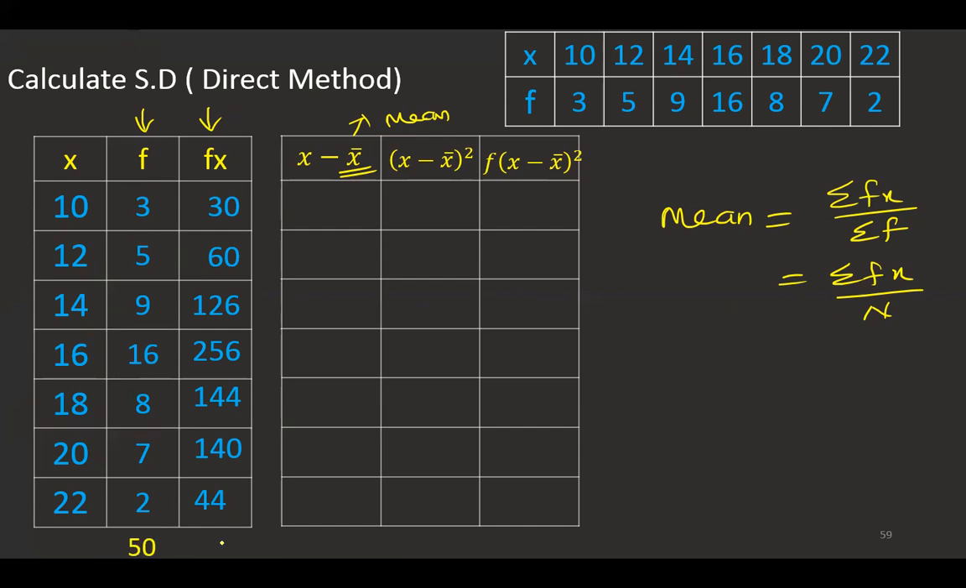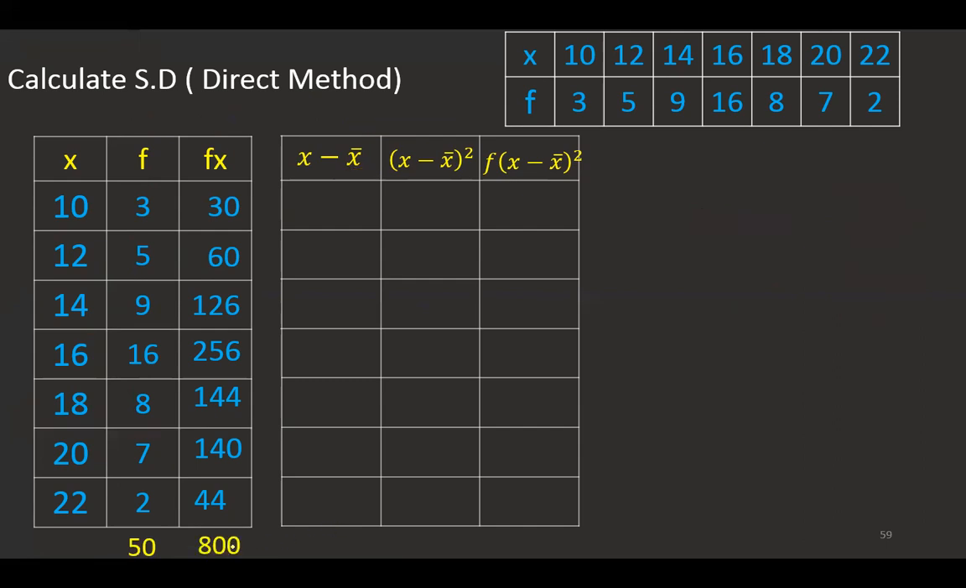So now it is 50. Now I'm going to total it here. It is 800. Okay. So now I'm going to find out the mean here. Mean is 800 by 50. Now I cancel this 80 by 5, which gives you 16. So I got x bar now. My x bar is 16.